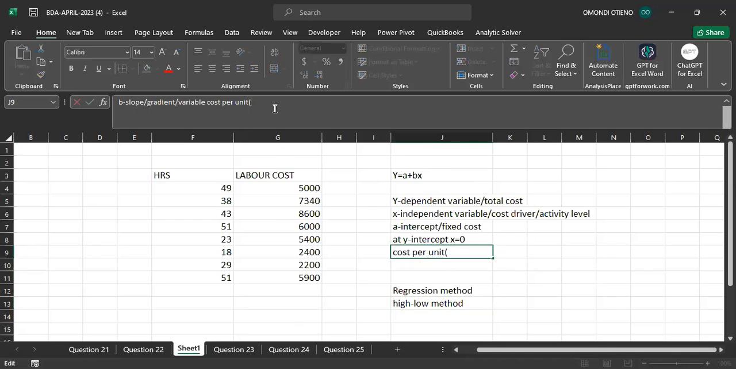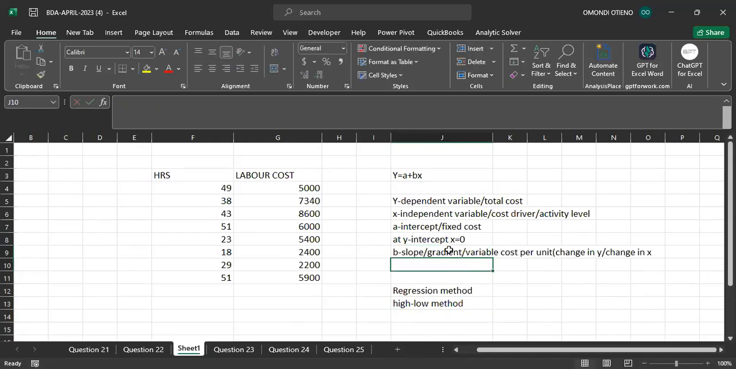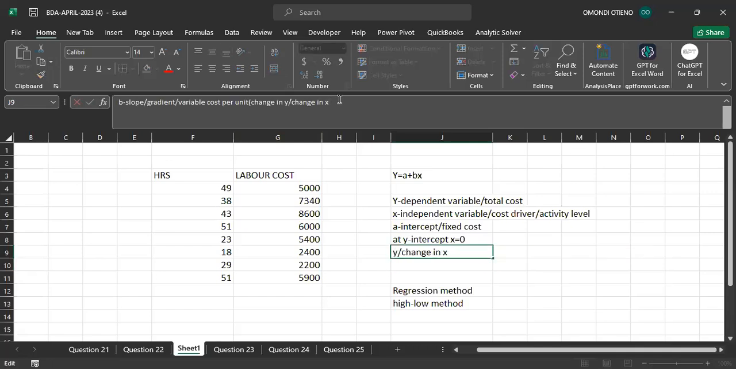It is change in Y divided by change in X. Change in Y divided by change in X. Can they repeat on intercept?